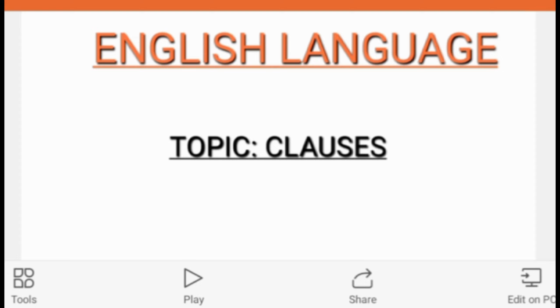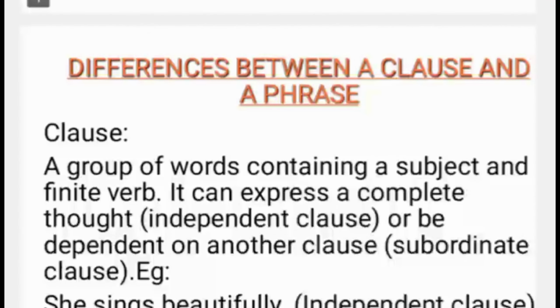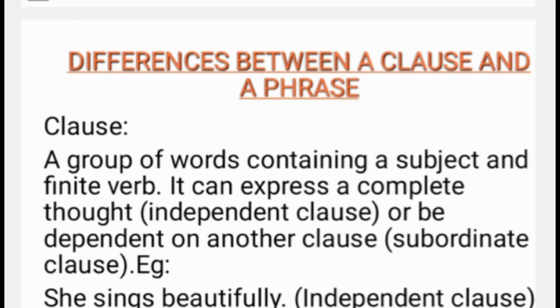We are looking at the subject English language, and our topic today is clauses. Before we move further to talk about clauses, let's look at the differences between a clause and a phrase so that it will aid your understanding of a clause.